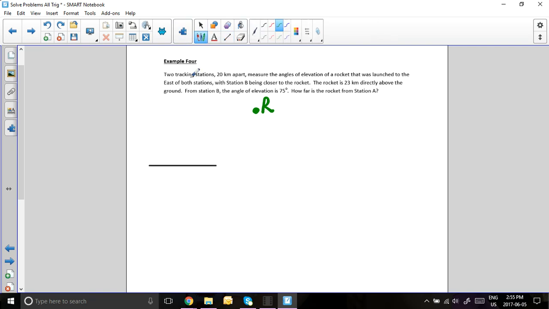We'll say that this is tracking station A, and this is tracking station B. Okay, and they're 20 kilometers apart. All right. B is closer to the rocket as I drew. So the rocket is 23 kilometers directly above the ground.